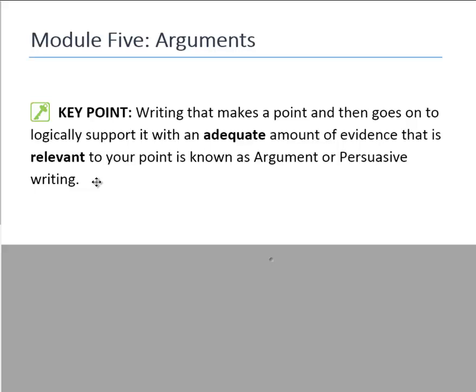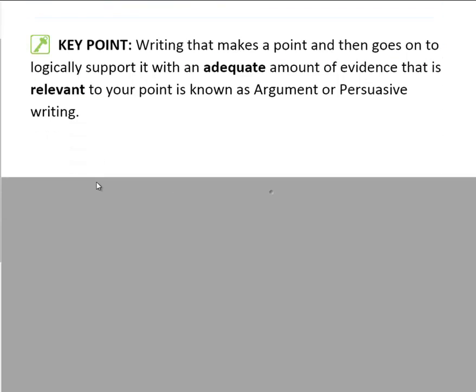Welcome to Module 5, Arguments. At some point in time in a writing class, you may have been asked to write an argument or persuasive essay. This means you were tasked with crafting an essay that makes a point and then goes on to logically support the point with an adequate amount of evidence that is relevant to your point.